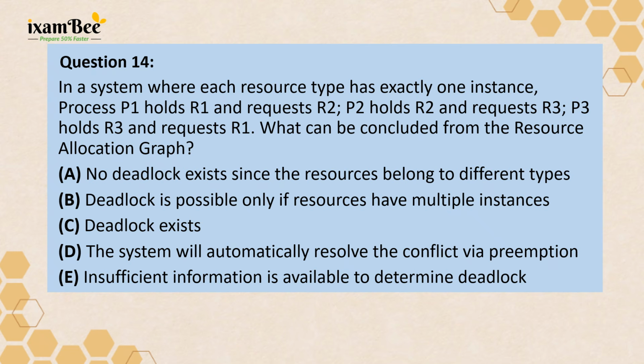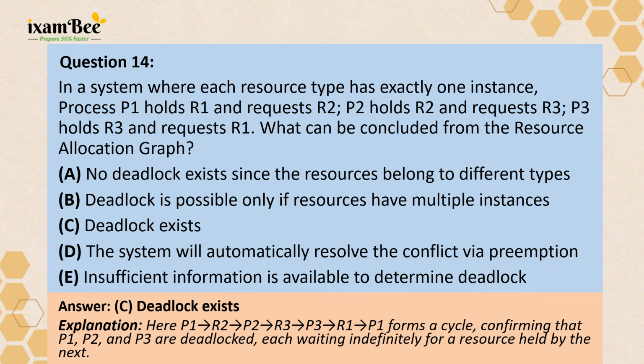That closed loop is a cycle in the resource allocation graph. And critically, since every resource type here has exactly one instance, a cycle in a single instance resource allocation graph is both necessary and sufficient to confirm a deadlock. There is no ambiguity about it, the way there can be with multi-instance resources. So in this case, we have the correct answer as option C, which means deadlock exists.